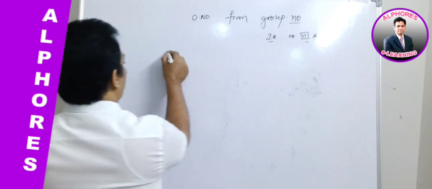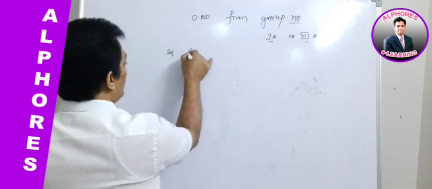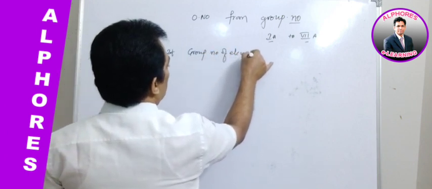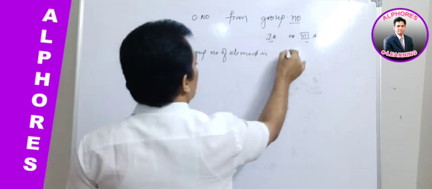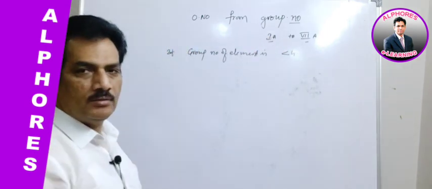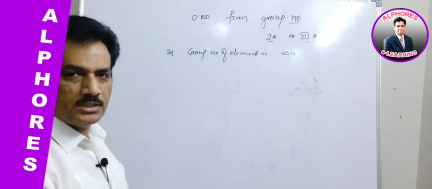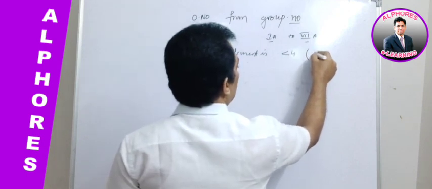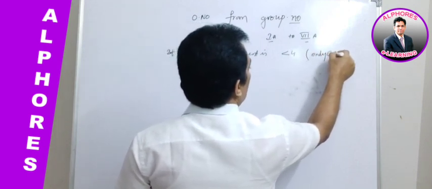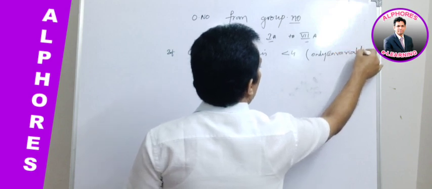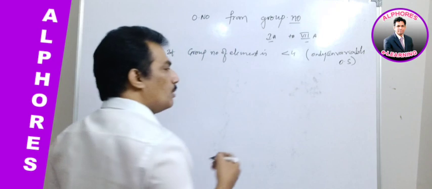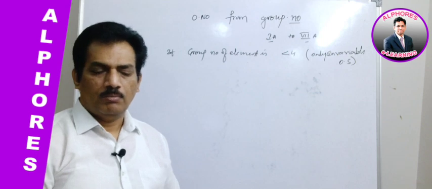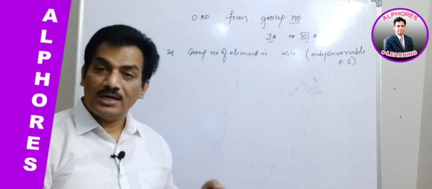Now, if the group number of the element is less than 4, then what did we study? If the group number of the element is less than 4, then what is the oxidation state? Just remember, it is supposed to exhibit only invariable oxidation states. Invariable oxidation states. Variable means more than one kind of oxidation state, but invariable means it is only one kind of oxidation state.